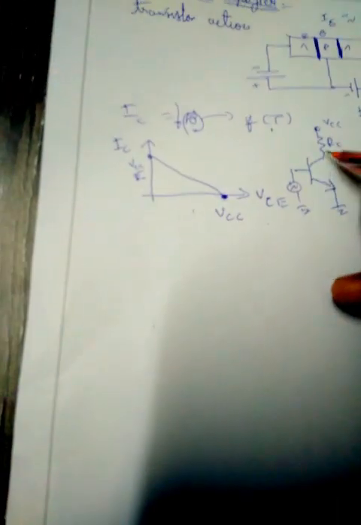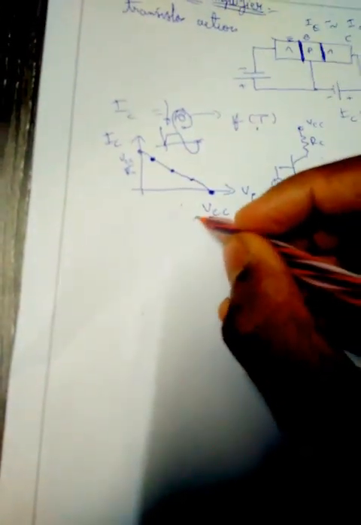When the voltage VC is 0, the current will be VCC by RC, and when the current is 0, the voltage VC will be VCC, and this is reflected in the load line. If we have to make the transistor operate at a point so that there is no distortion, let us select three points. If it is in this region, the transistor goes into saturation and the output will get distorted. If it is in this region, it will go into the cutoff region, and again there will be distortion in the output waveform.